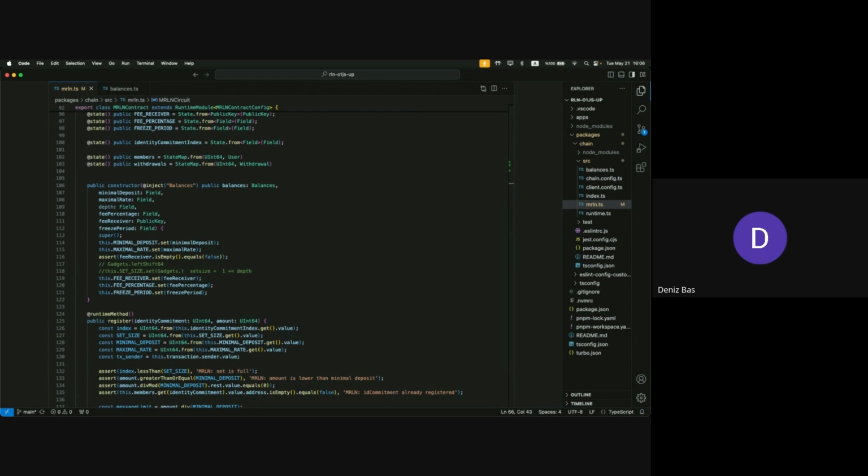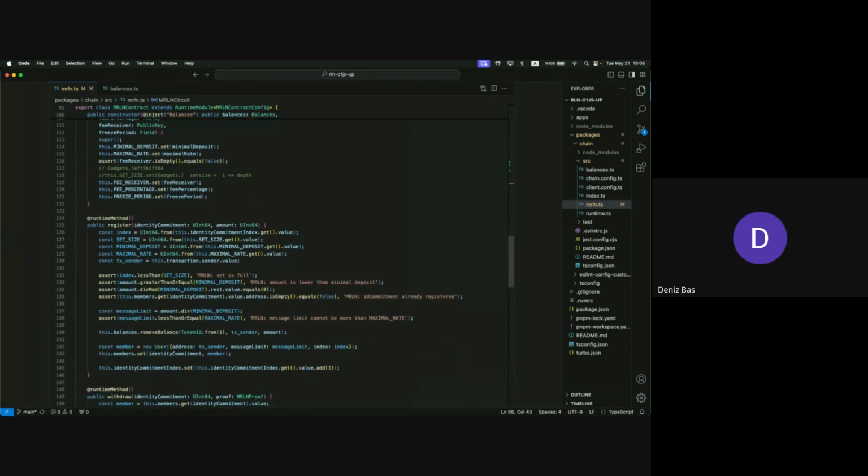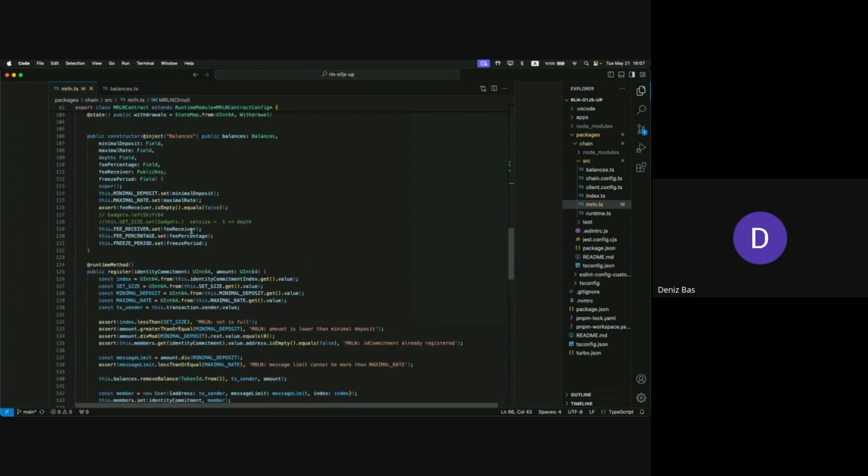So to prevent this, the PSC team built a fee mechanism. In the registration function, we enable different rate limits for different users based on their staking amount, and we do this by having a message limit. We find this message limit by dividing the amount by a minimal deposit that we define in the constructor.